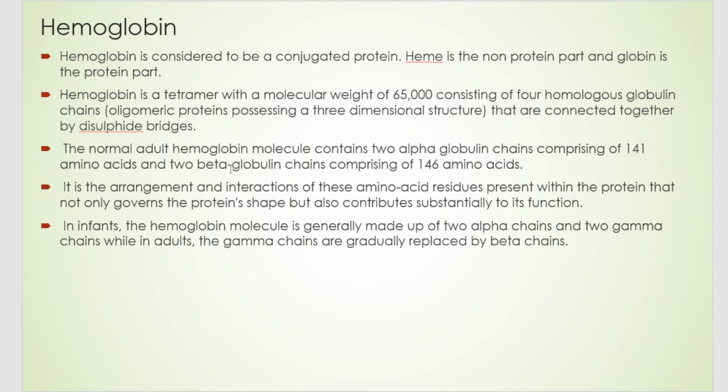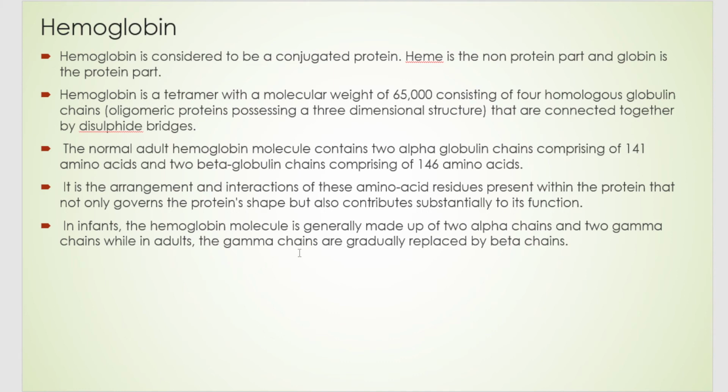Next, a normal adult hemoglobin consists of two alpha globin chains comprising 141 amino acids and two beta globin chains. It has 146 amino acids. So in case of adults, it is two alpha and two beta globin chains. Whereas in case of infants, that is small kids that are just born, they have two alpha chains and two gamma chains. That is the difference between adult hemoglobin and infant hemoglobin.